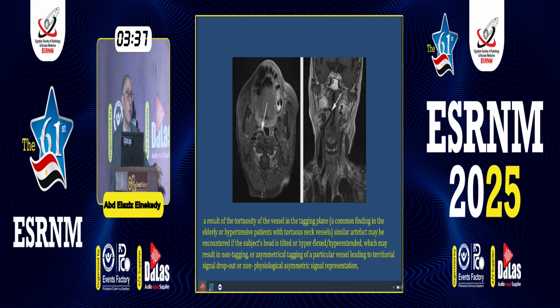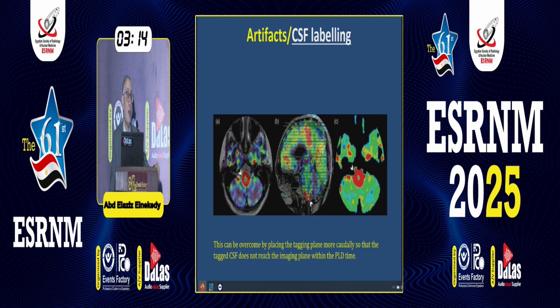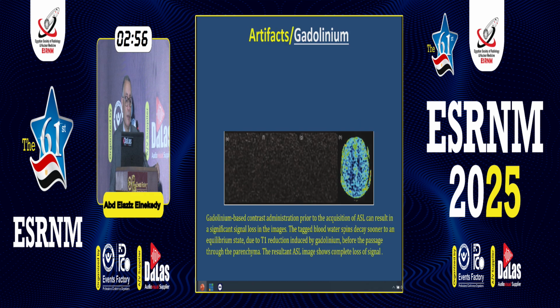Also take care that tortuosity of the carotid artery in the neck may cause delay of arrival of the protons on the same side. So it is important to use multi-delay ASL technique if it is available. Of course, motion artifact can give this appearance. Another thing is labeling of the CSF at the level of the neck. And as you see, it can give false hyperperfusion surrounding the brainstem, and to correct this, put the labeling level just a few centimeters lower down.